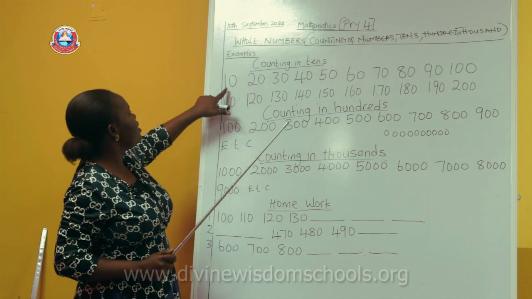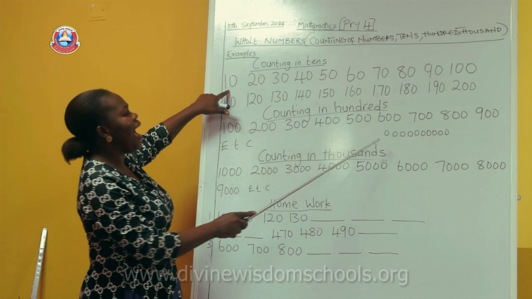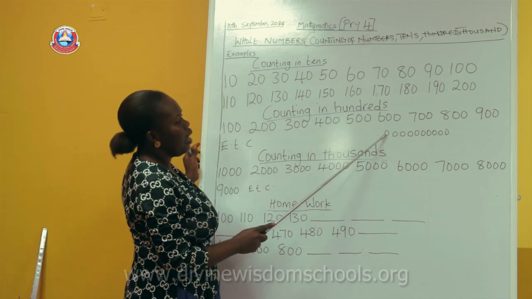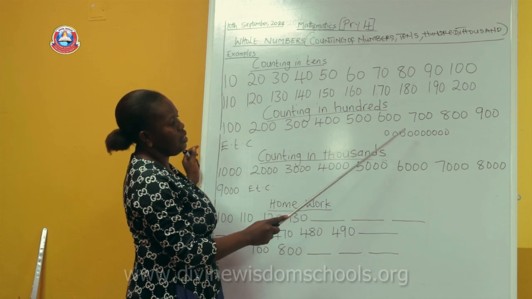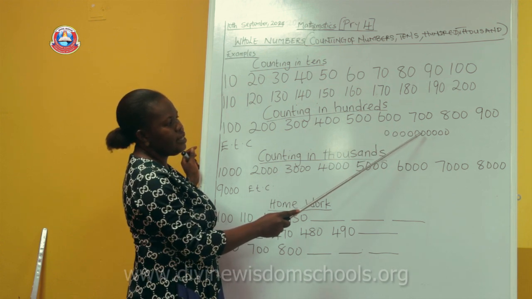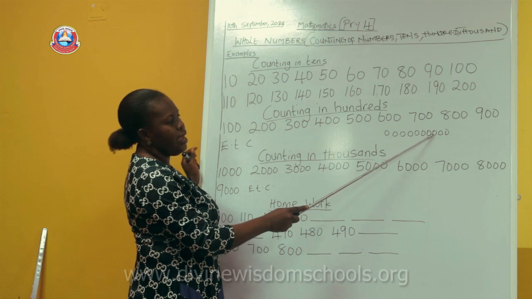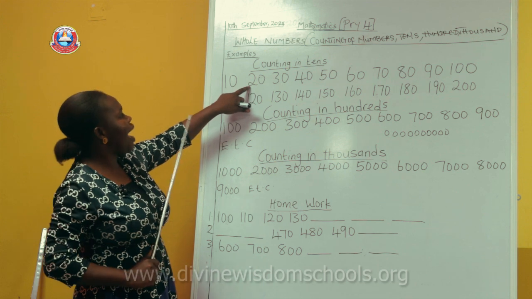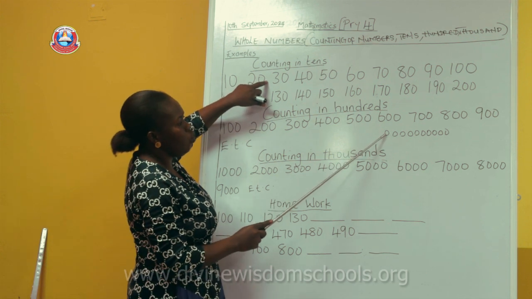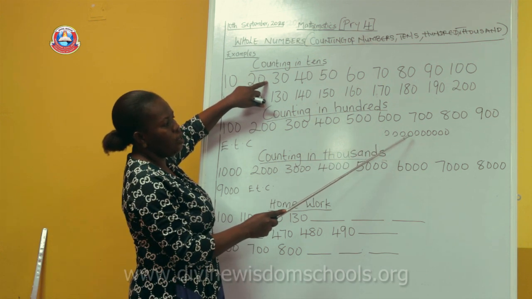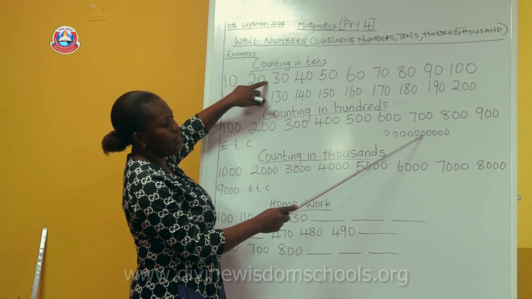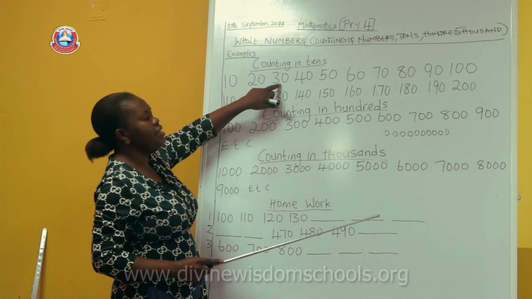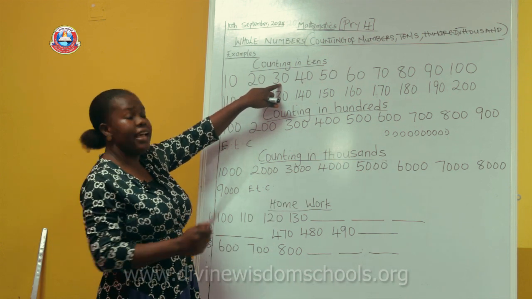Now let's go. This is number 10. Let's add this 10 to it. Let's see if we have 20. This is 10, so let's count: 11, 12, 13, 14, 15, 16, 17, 18, 19, 20. Can we see it? 20. Now let's add another 10 to 20: 21, 22, 23, 24, 25, 26, 27, 28, 29, 30. This is 30. So you keep adding 10, 10 to give you the number.